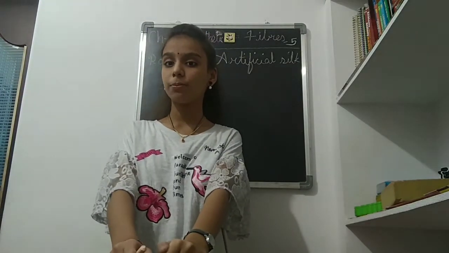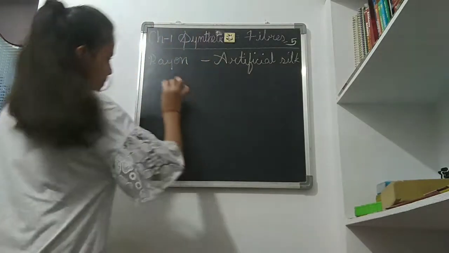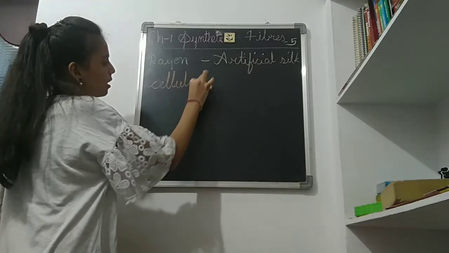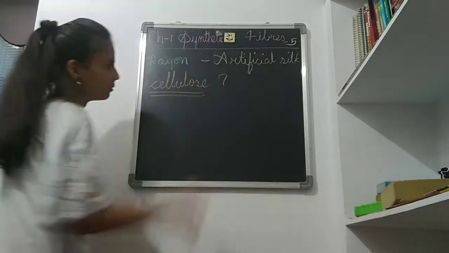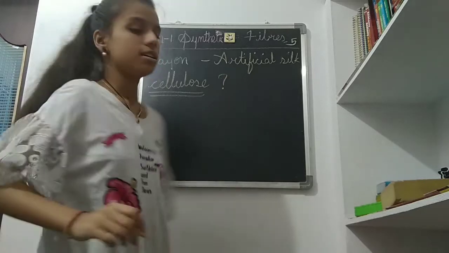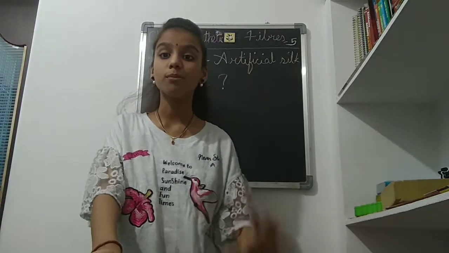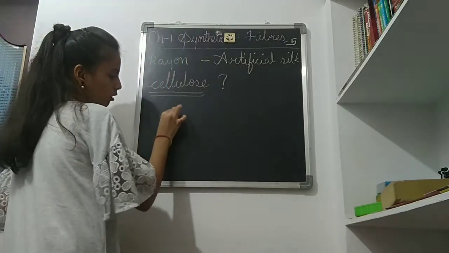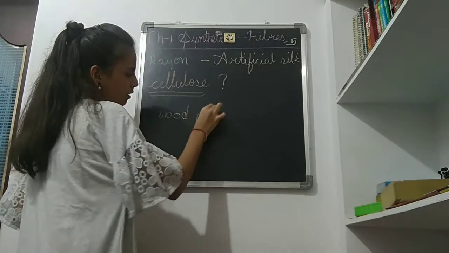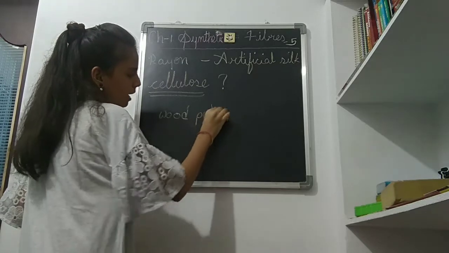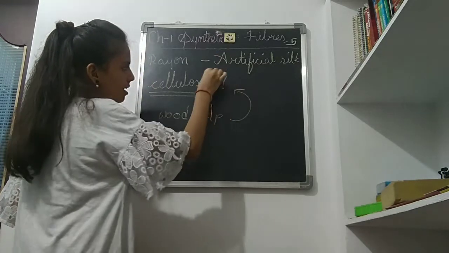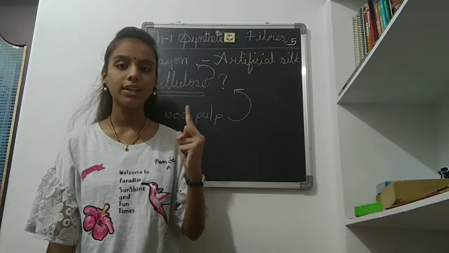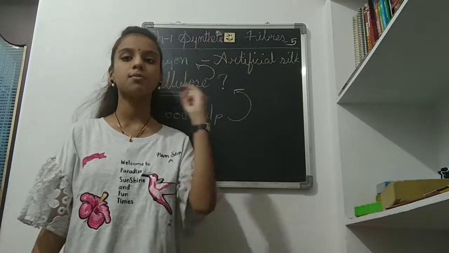And from where is it prepared? It is prepared from cellulose. Cellulose means what? Cellulose is obtained from wood pulp. So see, wood pulp makes cellulose. Cellulose makes rayon. Rayon is made from cellulose, and cellulose is made from wood pulp.